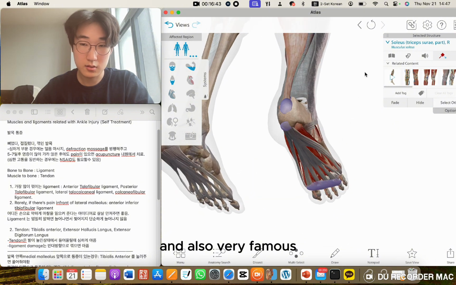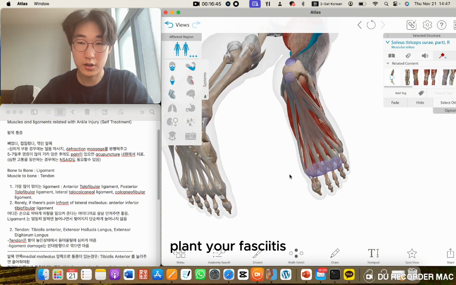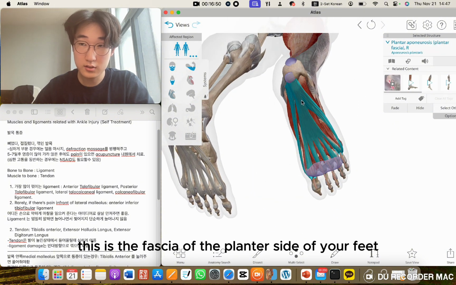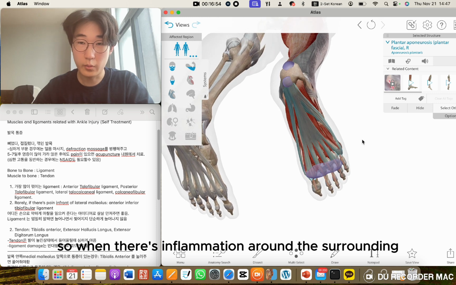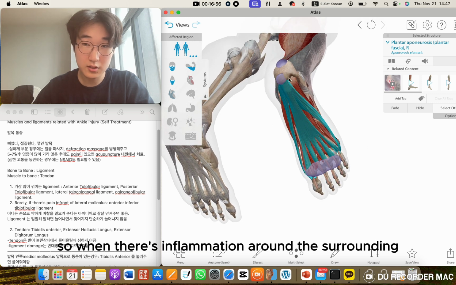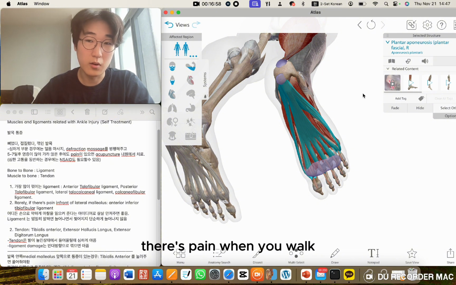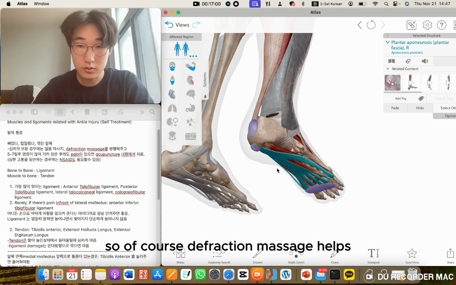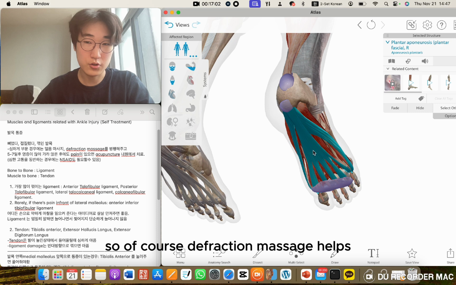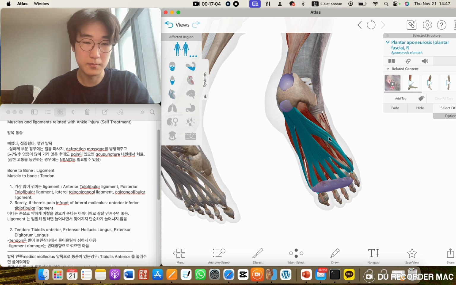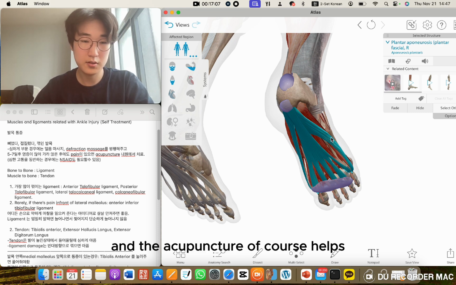Also, very famous, plantar fasciitis. This is the fascia of the plantar side of your feet. So when there's inflammation around this surrounding, there's pain when you walk, when you run, every time. So, of course, friction massage helps. And the acupuncture, of course, helps.